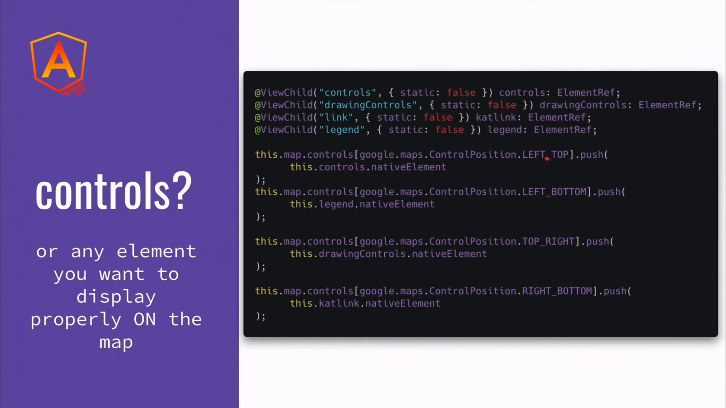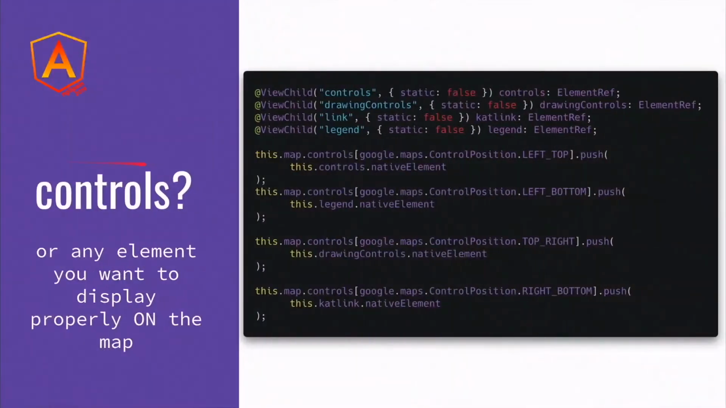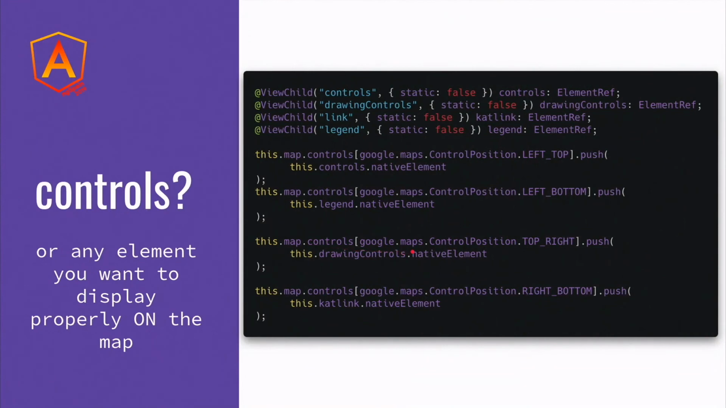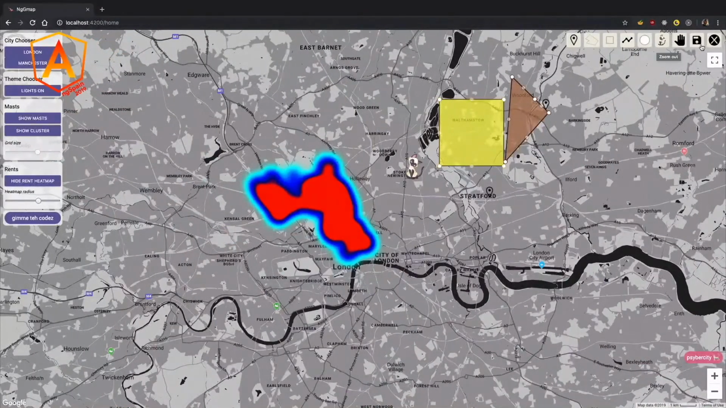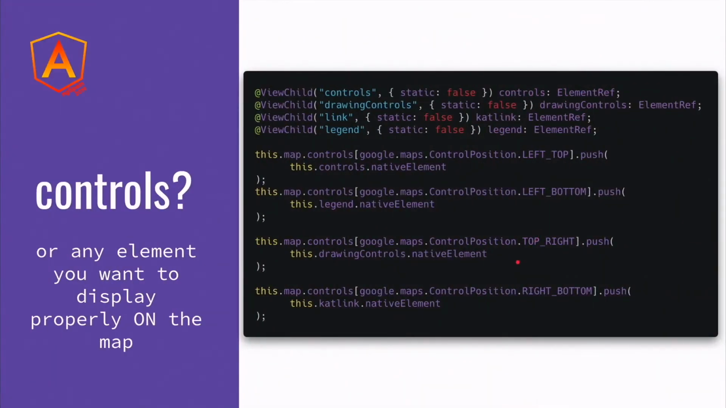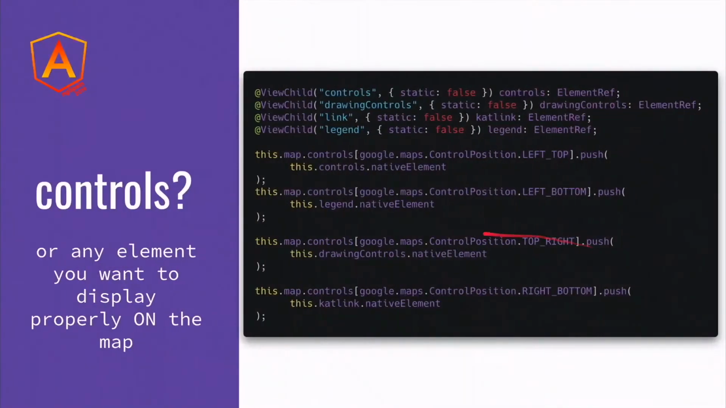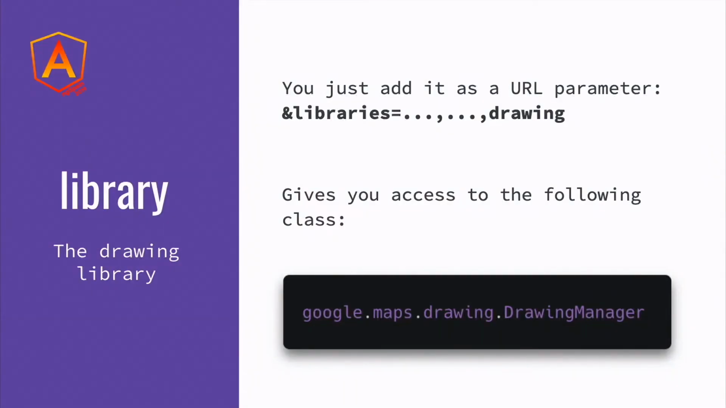As you can see, at the top left I have my buttons here. At the bottom left, I have my legend, as we saw before. At the top right, I have my drawing controls, which are here. And at the bottom left, I just have my link to my website. Using these controls, you can properly add all these controls on your map, and they will appear there. No weird CSS, nothing. So let's see about the drawing.